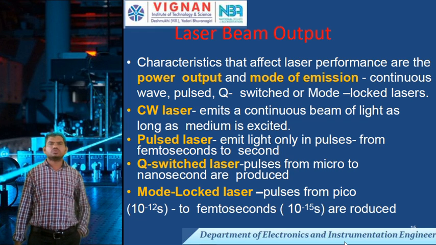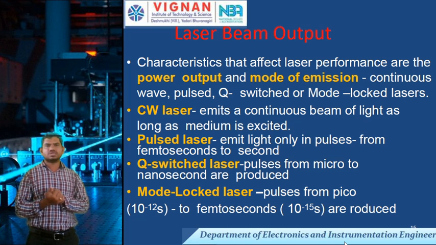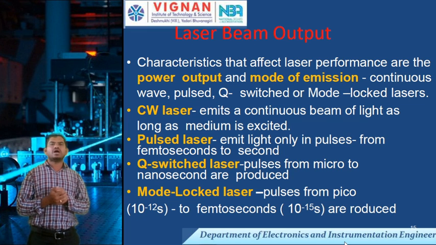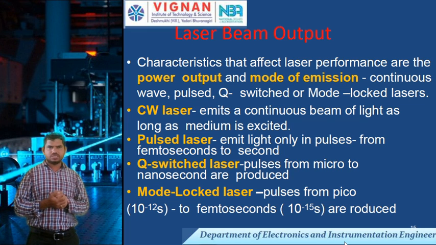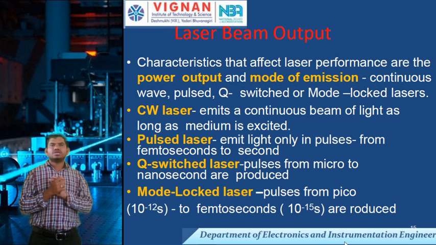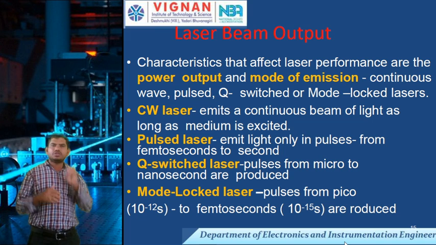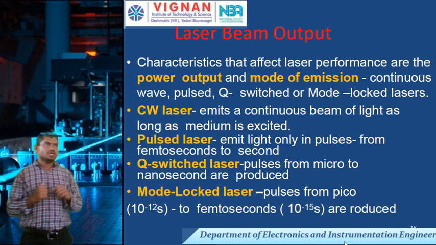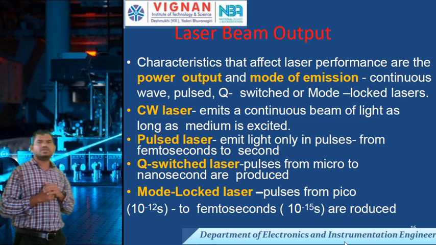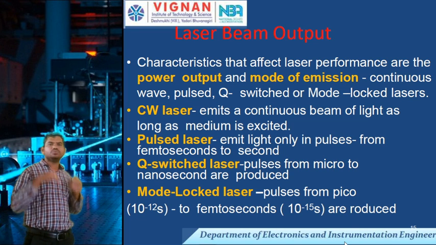First, the continuous wave output. In any laser, the characteristics that affect the laser performance are the power output and mode of emission. There are four outputs: continuous wave, pulsed wave, Q switched and mode locked lasers. A continuous wave laser emits a continuous beam of light as long as the medium is excited.